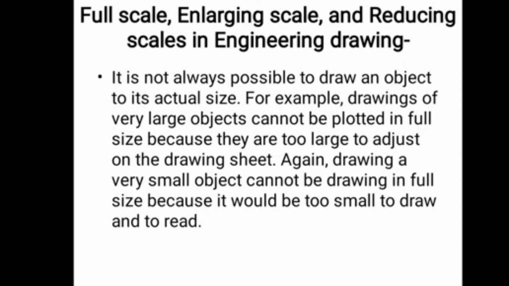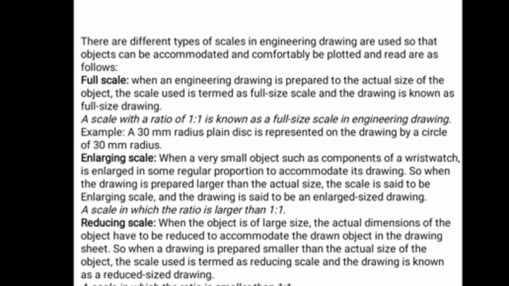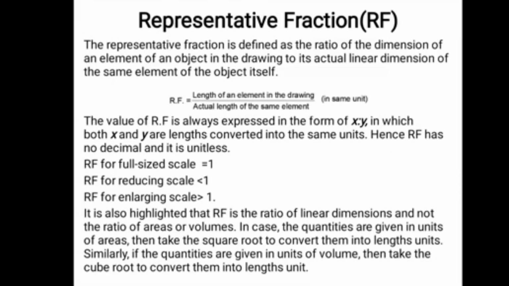If the dimension of an object is very small, we need to enlarge it, like the components of a wristwatch, which has very minute components. In the same way, reducing scale means the dimensions of buildings and bridges need to be reduced, so in those cases we go for the reducing scale. Based on the requirement we select full, enlarging or reducing scale. In the full scale, for example, a 30 mm diameter circle is drawn at exactly the same size.